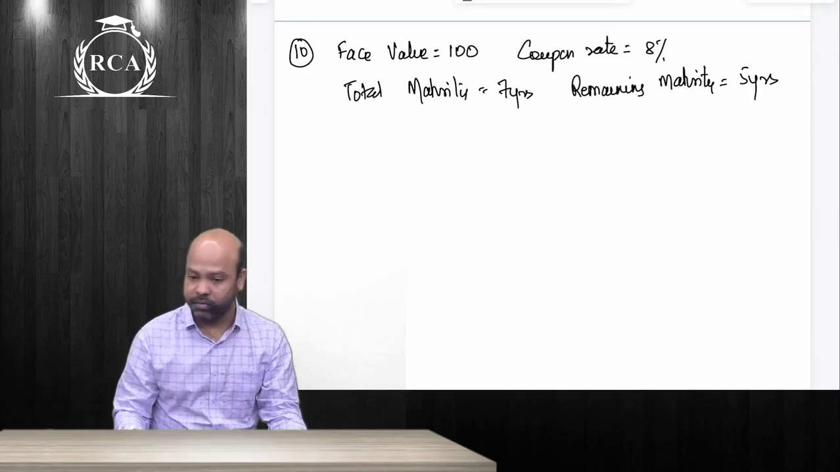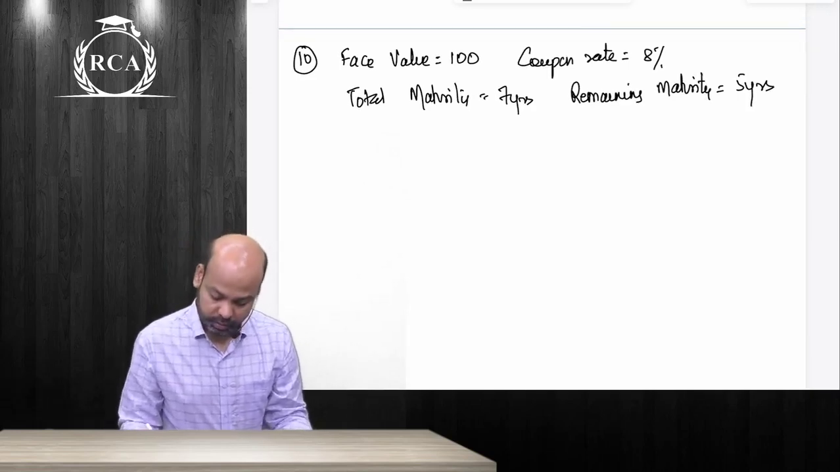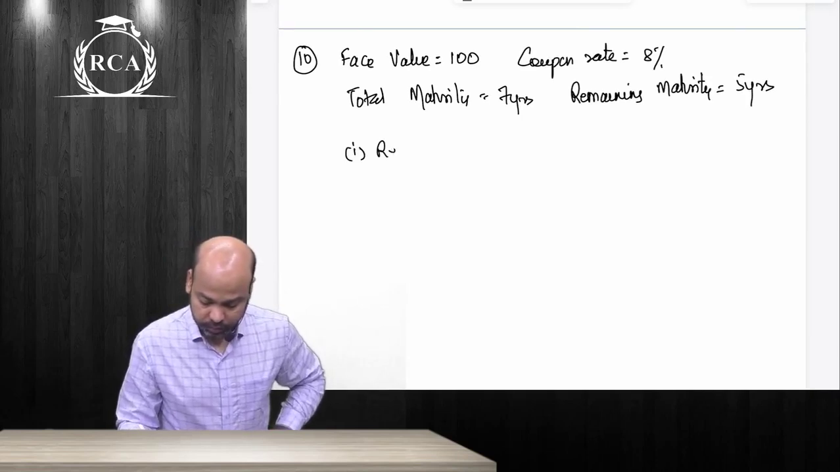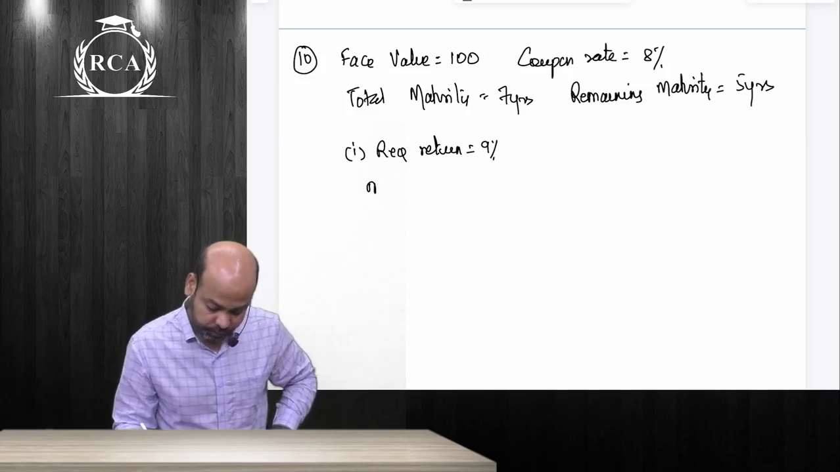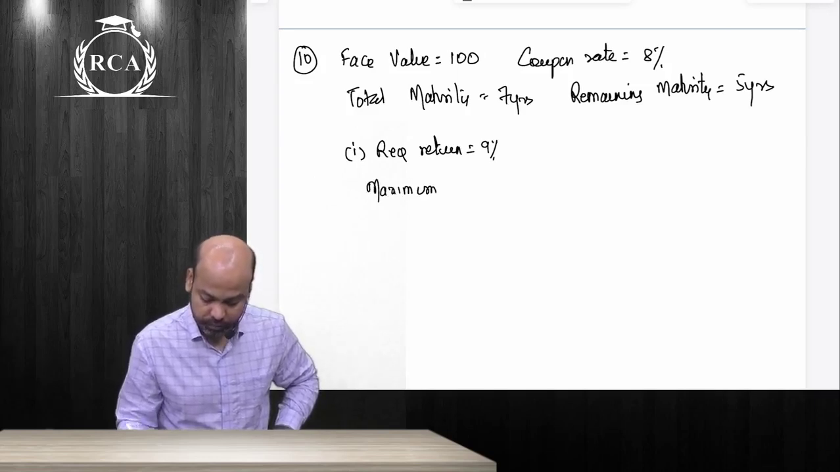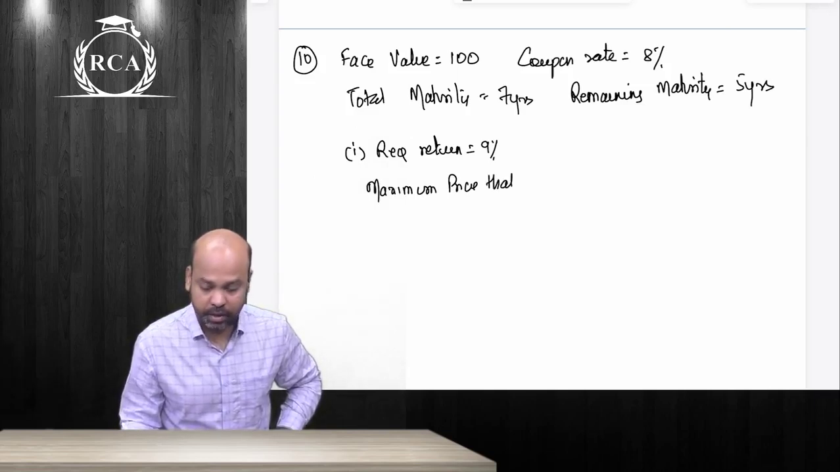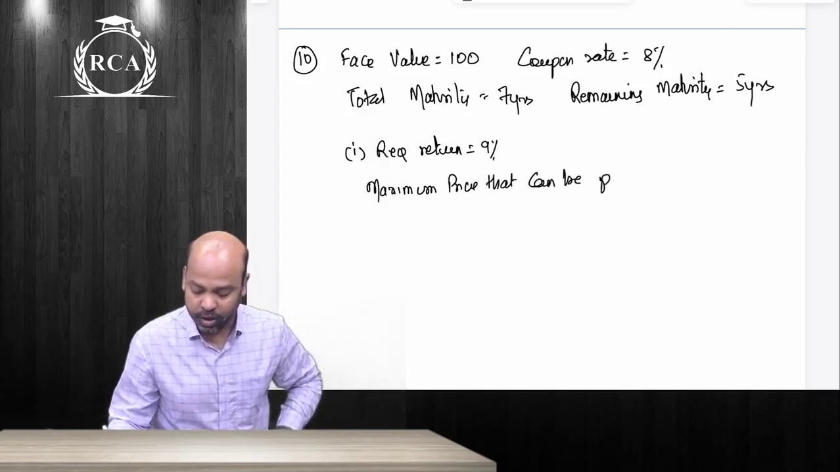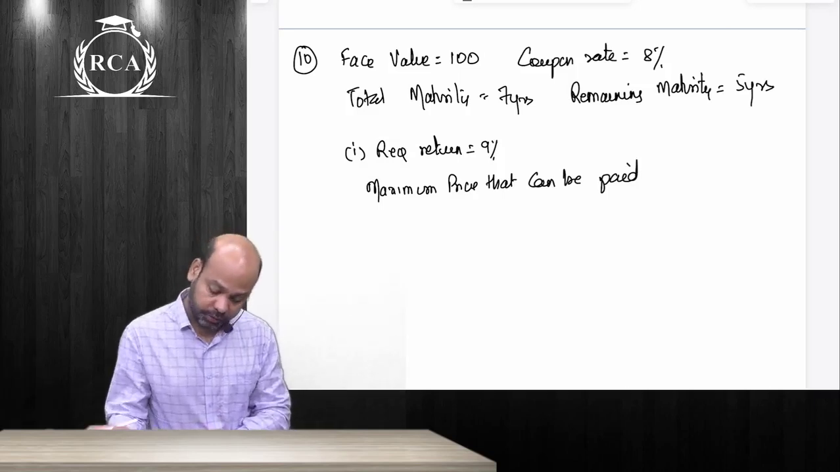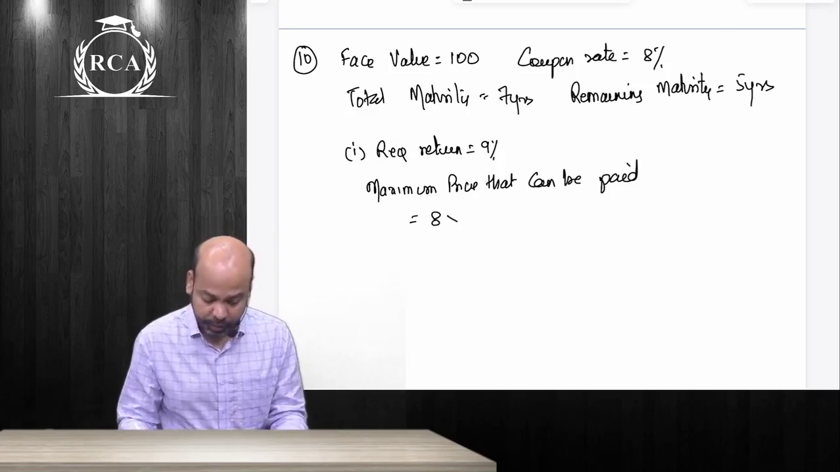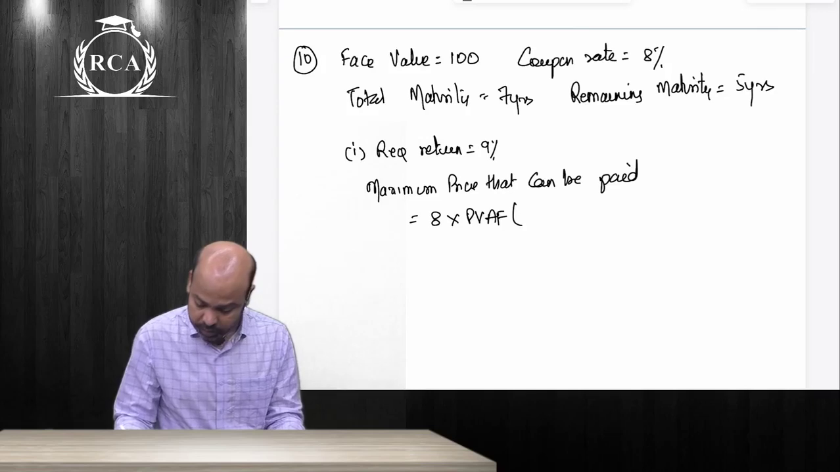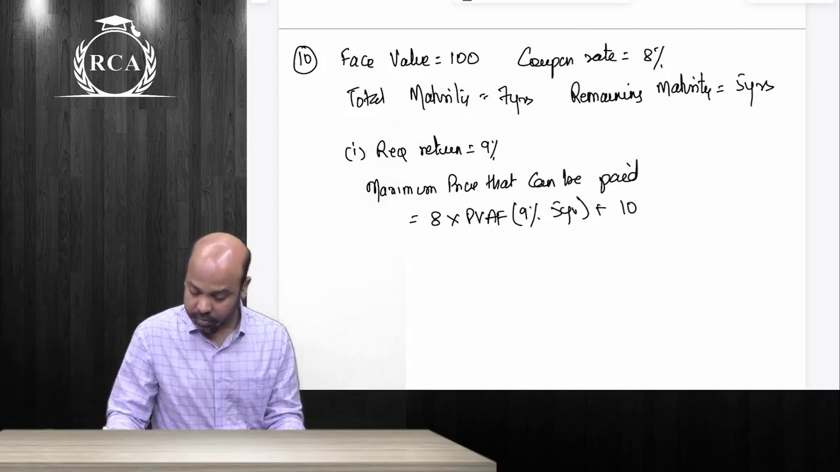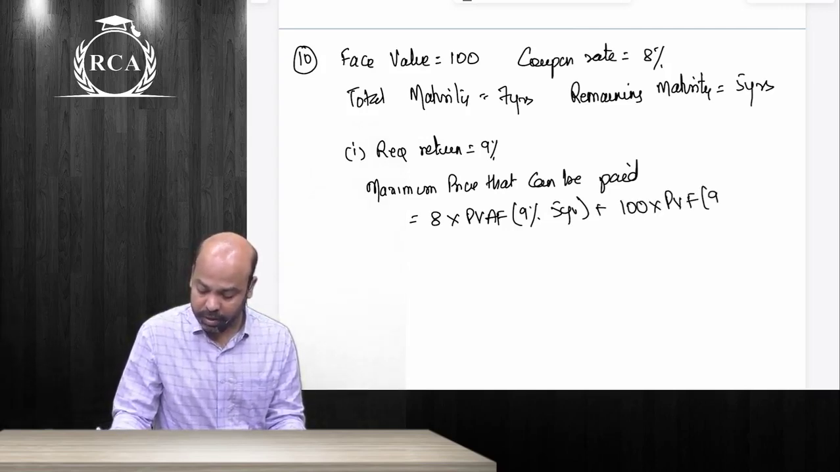First case, beta, what is the required rate of return? Required return is 9%. Maximum price that can be paid, guys. You will have to discount all the future cash flows at a rate of 9%. So that is 8 rupees multiplied by PVAF at 9% for 5 years. After that, I'll have to discount the redemption value at 9% for the 5th year.